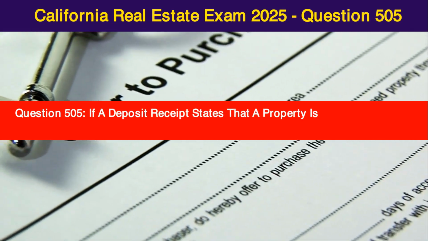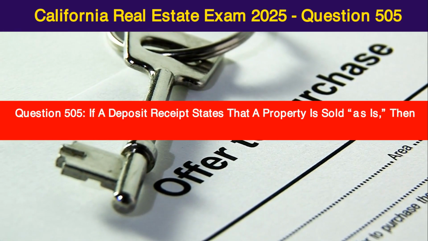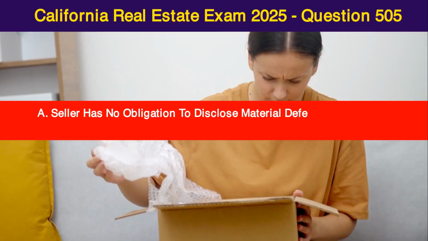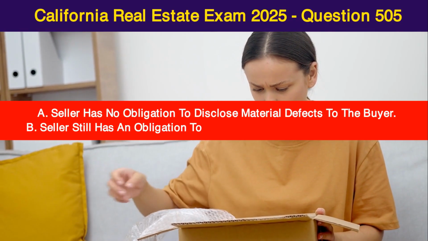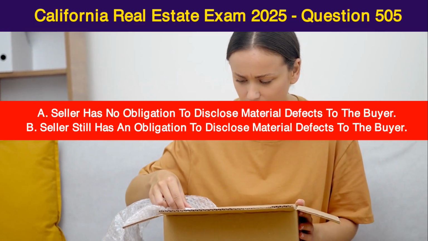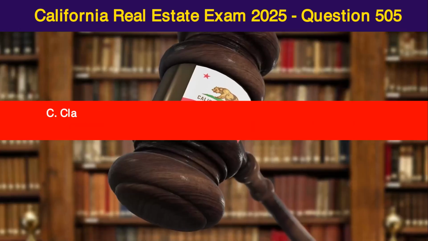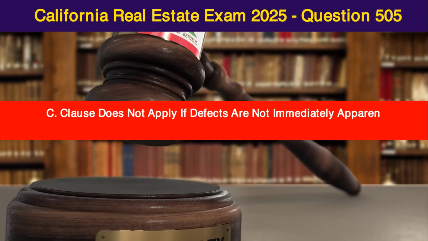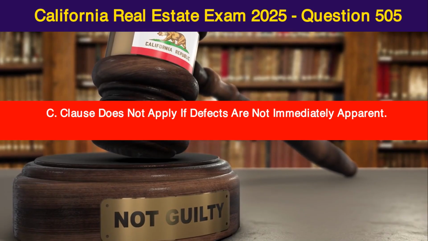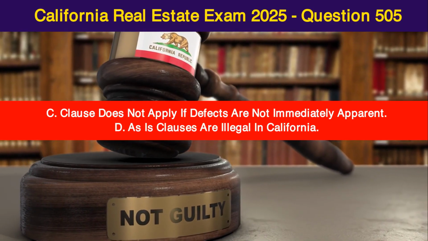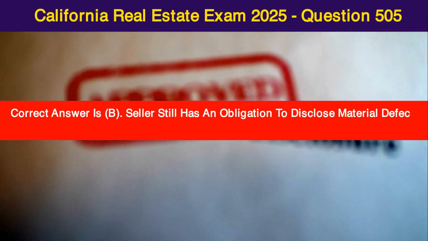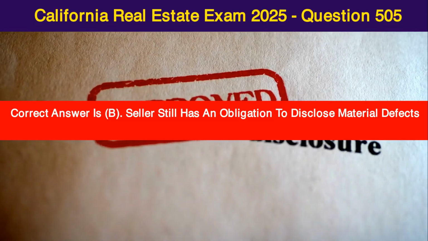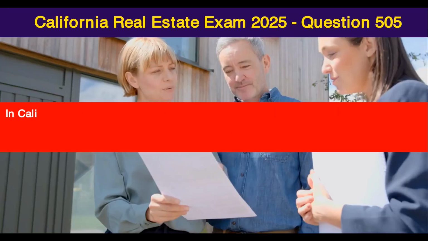Question 505. If a deposit receipt states that a property is sold, as is, then A. Seller has no obligation to disclose material defects to the buyer. B. Seller still has an obligation to disclose material defects to the buyer. C. Clause does not apply if defects are not immediately apparent. D. As-is clauses are illegal in California. Correct answer is B. Seller still has an obligation to disclose material defects to the buyer.